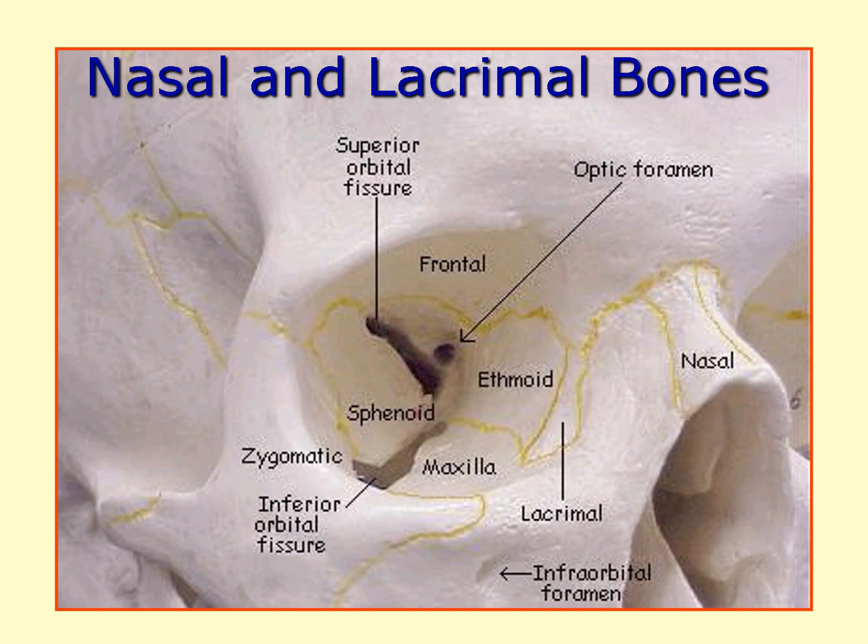A small depression in these bones is where the lacrimal sac sits. It functions to collect and help drain tears into the nasal cavity. The lacrimal foramen leads to the nasolacrimal or tear duct.